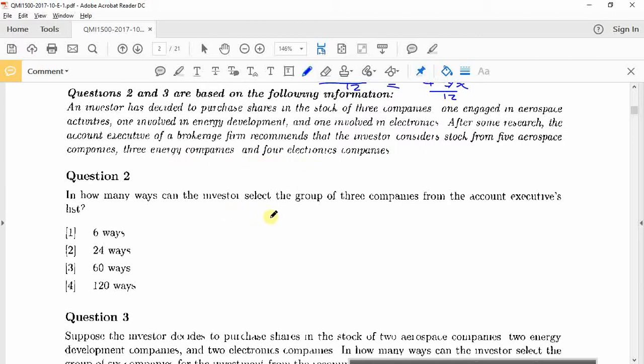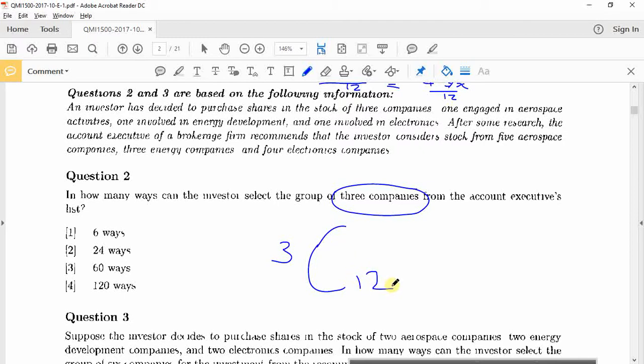So what do they want here? How many ways can the investor select the group of 3 companies? If I'm selecting 3 companies, I'm going to look at choosing 3 of the total. How many do I have? 5 aerospace, 3 energy, 4 electronics. So that's 5 plus 3 is 8, plus 4 is 12.